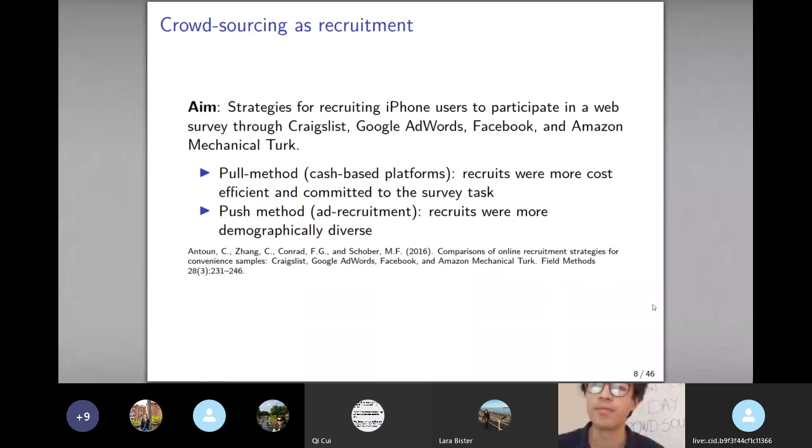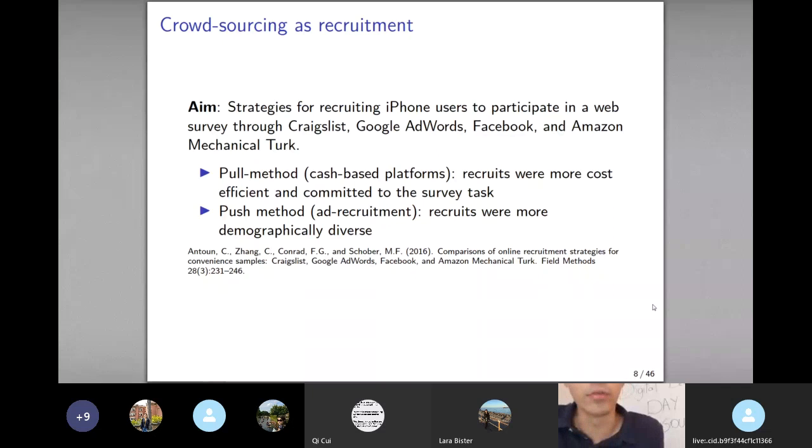But before we do, I want to tell you about another study that is in the optional reading list. In this study, Anton and colleagues were comparing different online recruitment platforms for collecting information. They were looking at Craigslist, Google AdWords, which is the advertising platform of Google, Facebook, and Amazon Mechanical Turk. For those of you who are not familiar, I think most of them you will have heard of, except maybe Amazon Mechanical Turk, which is a platform that is mainly used for training data sets for machine learning and labeling this data.